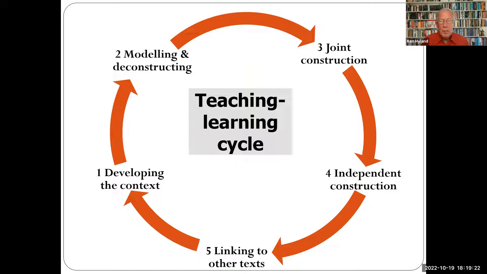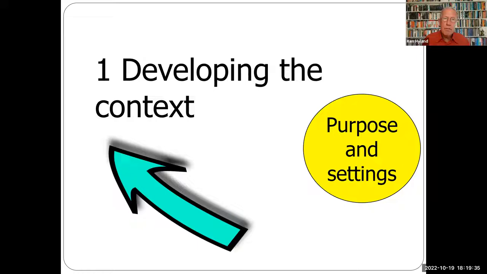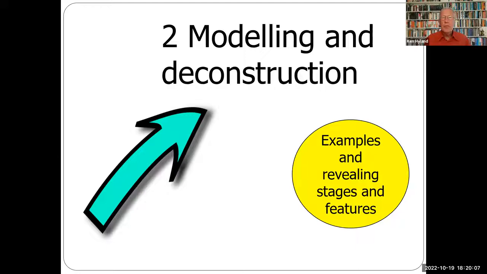Now, the key stages then are, first of all, understanding the purpose of the genre and the settings where it's used. So how does it fit into workplace, social, academic situations? Who writes it? With whom? Who for? Why? What's the relationship between the writer and the reader? Is it formal or informal? Are there status or power differences, and so on? So we look at a text to see what writers are trying to do in a particular context.